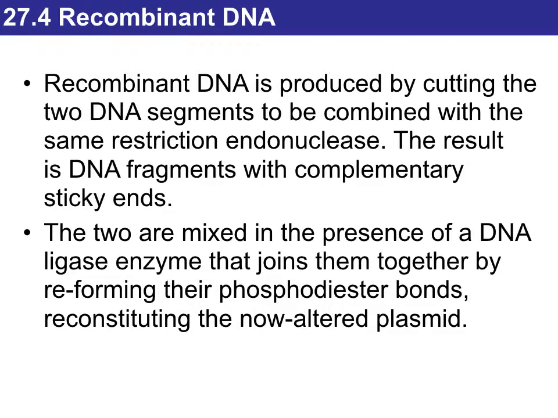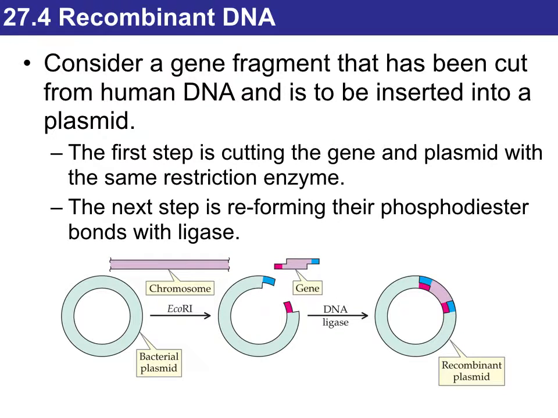So how do we do recombinant DNA? Well, you cut the two DNA segments to be combined with the same restriction endonuclease, and you get DNA fragments that are complementary to each other with those sticky ends. Then you mix both of them with a DNA ligase enzyme that will help join them together. Remember, DNA ligase is the one that links together the Okazaki fragments, which we talked about when we covered DNA replication, on the lagging strand. And it is really interesting to see the end product.